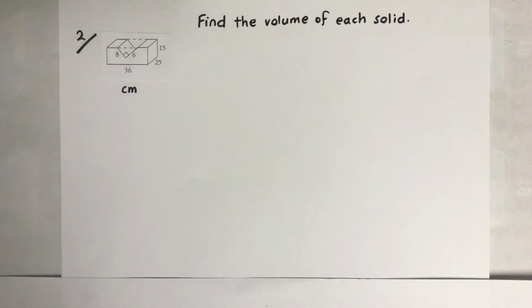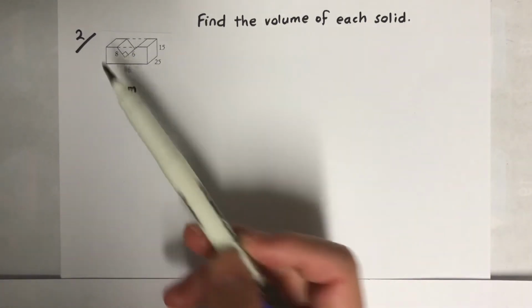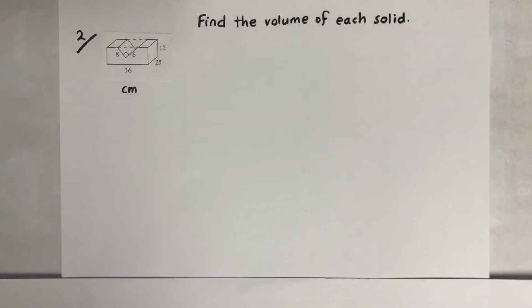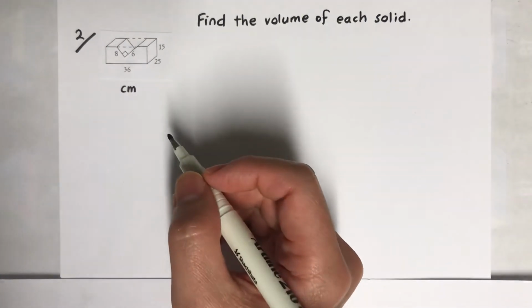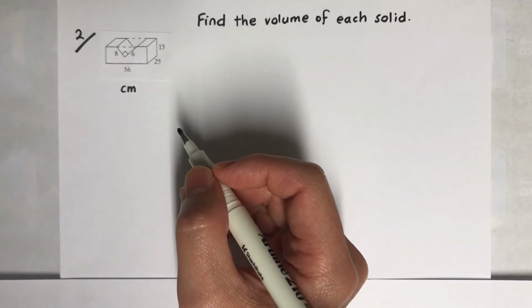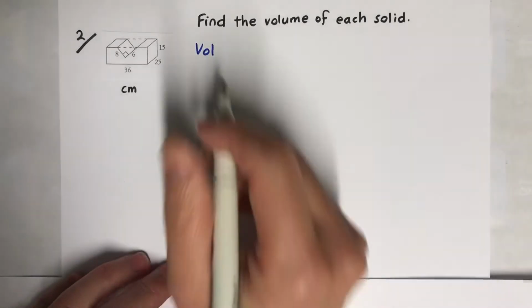sort of combined. One, I can see a rectangular prism, and then I can see this triangular prism there. So if I take the volume of the rectangular prism and take away the volume of the triangular prism, I will get the volume of this solid. Okay, so that's what I'm going to do. So here we go. I'm going to write it down here in shorthand.